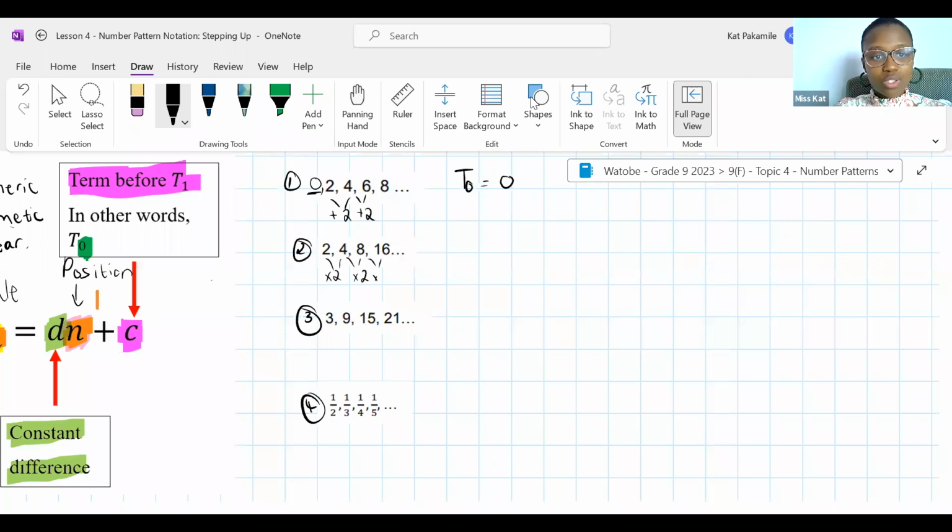So if I was going to go backwards, what would my T0 be? Yes, because of inverse operations, guys. If we're multiplying by 2 that way, then the inverse would be divided by 2, and 2 divided by 2 would be a 1.